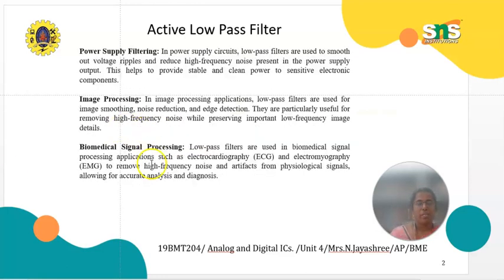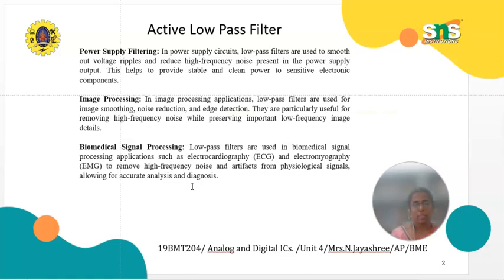Next one, power supply filtering. In power supply circuits, low pass filters are used to smooth out the voltage ripples and reduce high frequency noise present in the power supply output. This helps to provide stable and clean power to sensitive electronic equipment. For example, if you are using a transformer for industry and for household purpose, if it is an industry, the transformer is step up. If it is a household, the transformer you are using is a step down transformer, right? Similarly here.